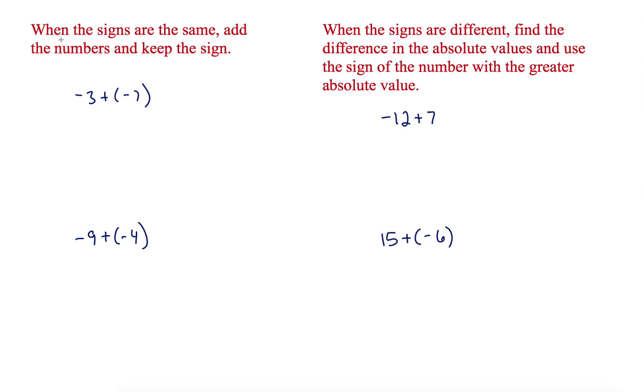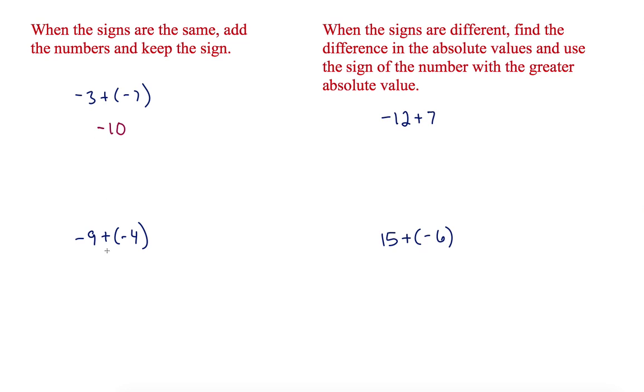So this first rule, when the signs are the same, as in these two examples, we're going to add the numbers and keep the sign. This is the easier of the two rules. So I have -3 plus -7. We'll just add 7 plus 3, which gives me 10, and I'm going to keep the sign. It's going to be -10.